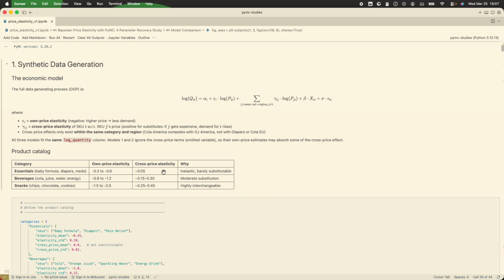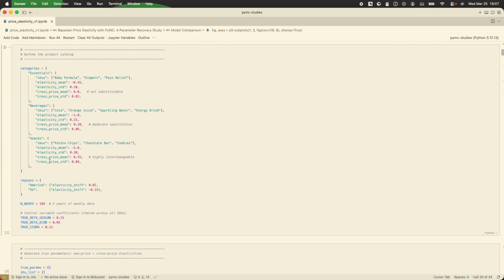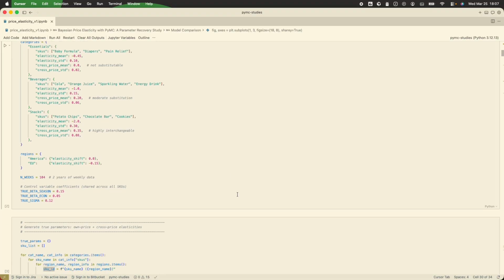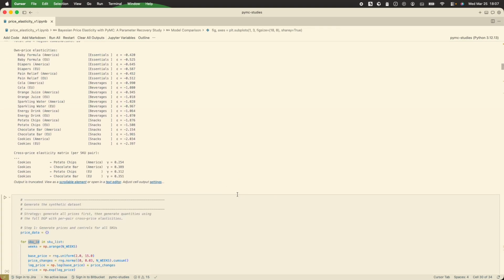And cross-price elasticity here just means, for baby formula and diapers for example, the price of one of them does not affect the other one that much. In beverages, you can see more of that, as well as in snacks. So I've created this synthetic data. I've also created different elasticities for different regions. I just made Europe slightly more sensitive to price changes than America. And that's it. We're not going to waste too much time on the synthetic data creation.